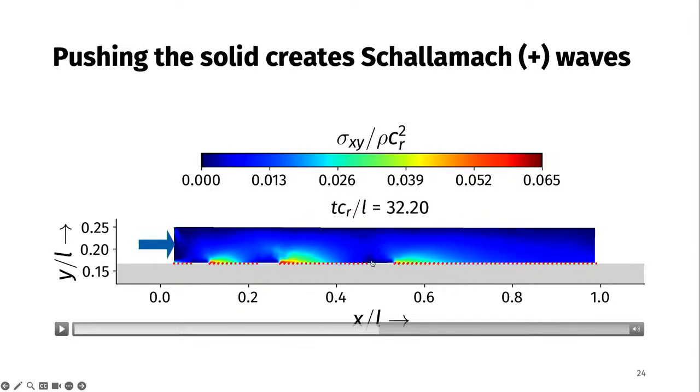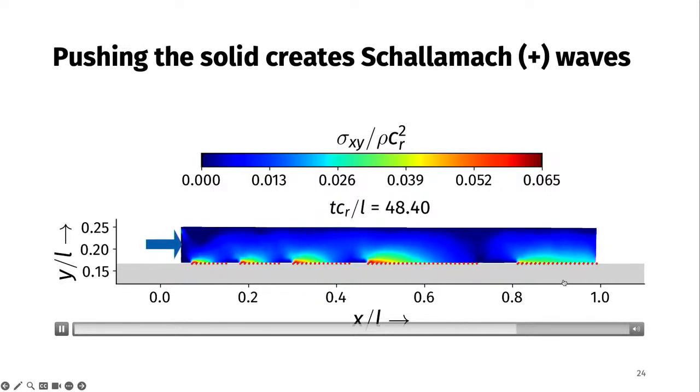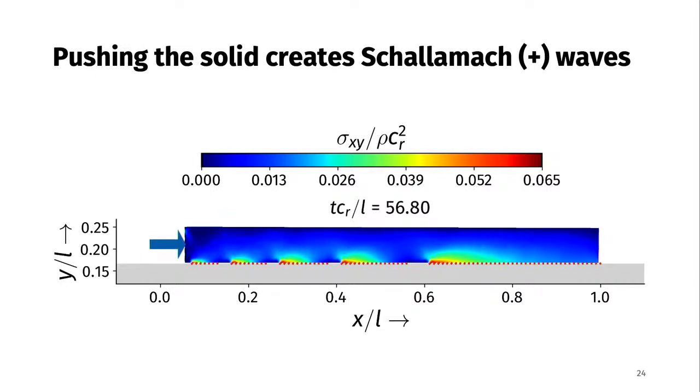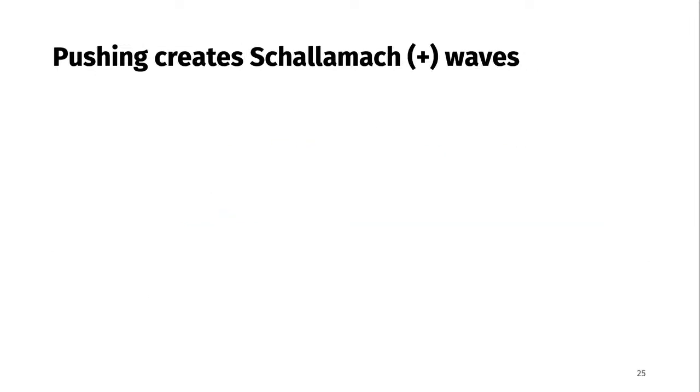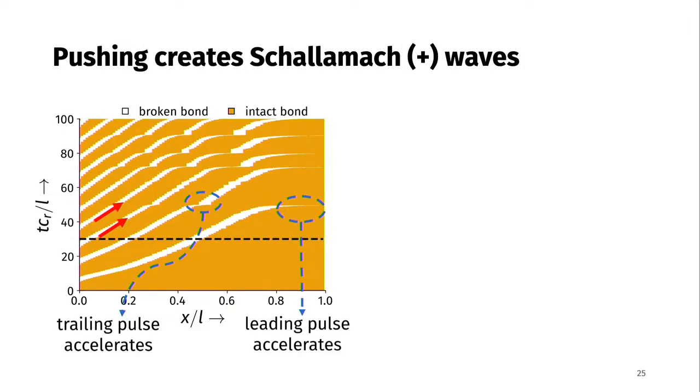That's point number one. The second is as these waves come to the other end of the contact, they suddenly start accelerating. So you see, for instance, that goes off, right? And the same thing happens to subsequent waves. As they come to the right end, they accelerate. These are the analog of the plus waves we saw earlier, right? The Schallamach waves that were going in the same direction with detachment.